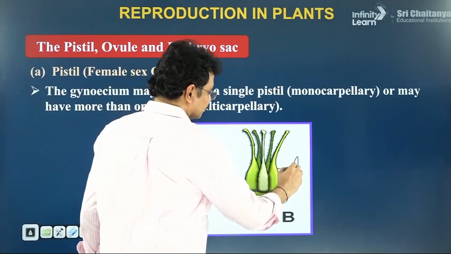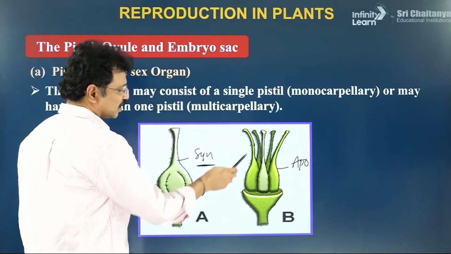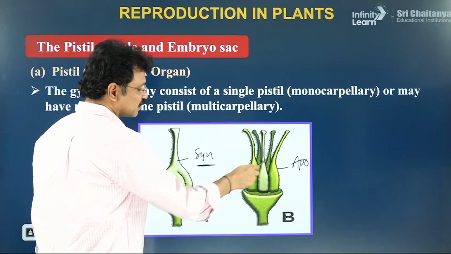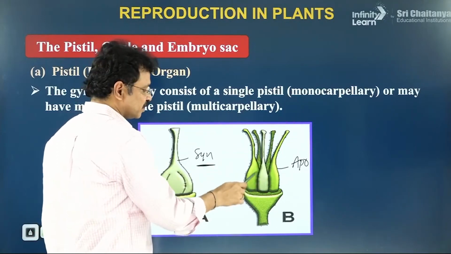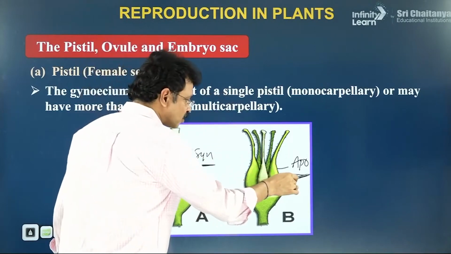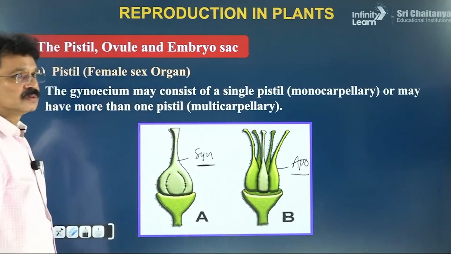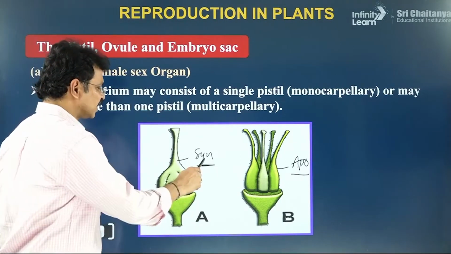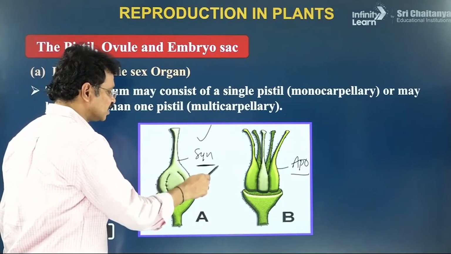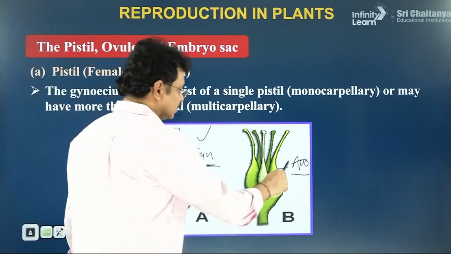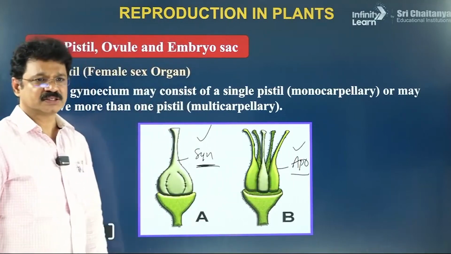Apo means free. Carpel 1, carpel 2, third carpel, fourth, all carpels are free. Whatever the number of carpels may be, one carpel doesn't fuse with another one. That is the meaning of apocarpous ovary. In the majority of flowering plants, around 99%, a syncarpous ovary is there. Apocarpous ovary is a rare condition.